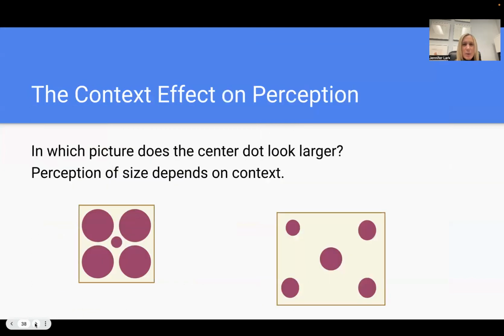Here's just a quick example for you of the context effect on perception. So if you look at these two pictures, the center dot tends to look bigger in the image on the right because of the context that's happening around that particular dot.